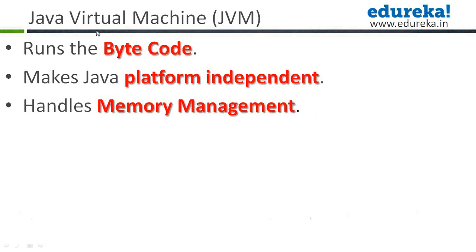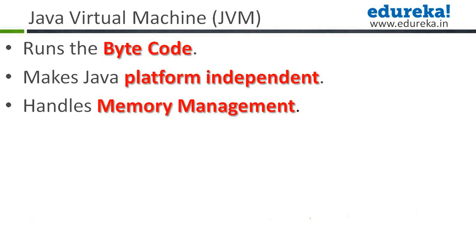I come to Java Virtual Machine. As I said, Java is a platform independent language. So which component actually makes Java platform independent? It is because of Java Virtual Machine, that is JVM, and due to bytecode. Now what does JVM do? JVM runs the bytecode. Now before that, what is a bytecode?